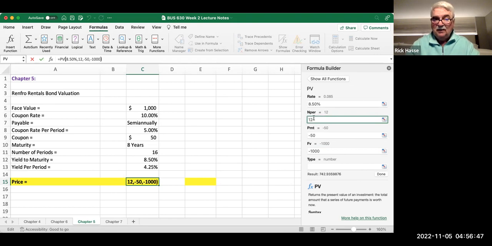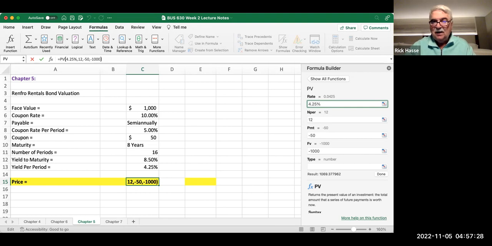I'm sorry, 12 periods. It's an 8-year bond with 2 payments a year, so that's 16 periods. 2 years have gone by. That's 4. So 6 years remain, 2 payments a year. That's 12 periods, excuse me. So under that scenario, with an 8.5%, but again, remember it's 8.5% a year, so I'm going to have to put in the rate per period, 4.25%. There we go. So we have 4.25% per period, 12 periods, $50 coupon payment a period, $1,000 value at the end. So interest rates have gone down.